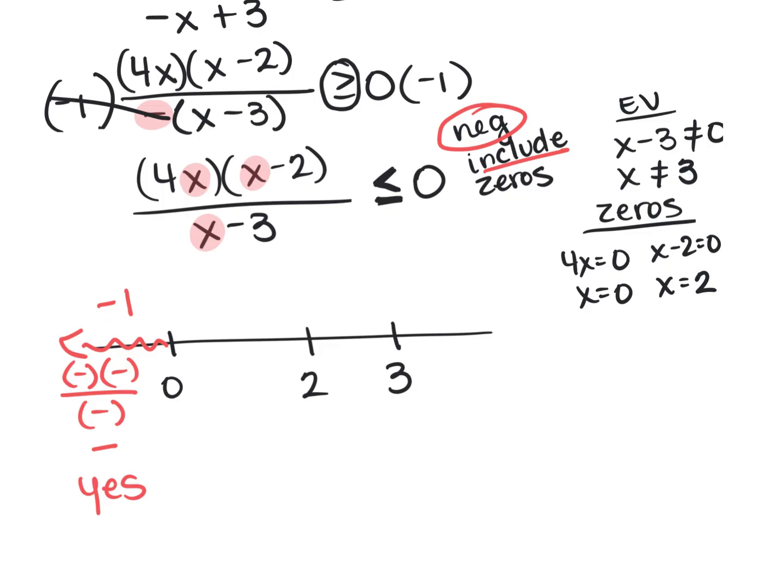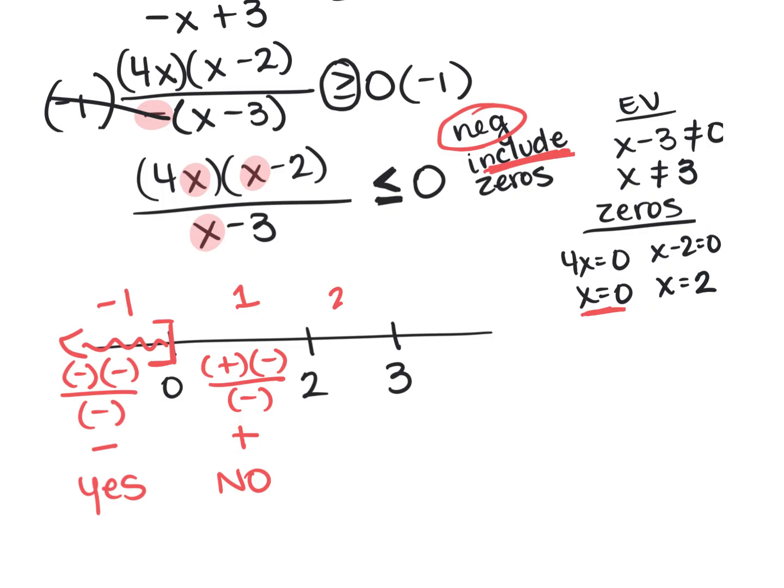I'm not going to bracket that yet because I have to figure out what's going on to the right of it. So between 0 and 2, let's use a 1. Plugging those in, I have 4 times 1 is positive. 1 minus 2 is negative, and then 1 minus 3 is also negative. So this ends up giving me a positive, which I do not want, so this one is not included. So since 0 is a 0, and I am including those zeros, then that's bracketed at 0.